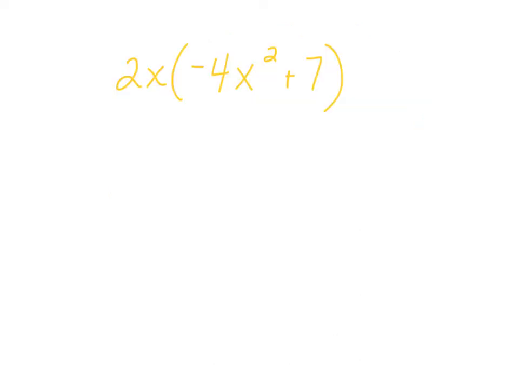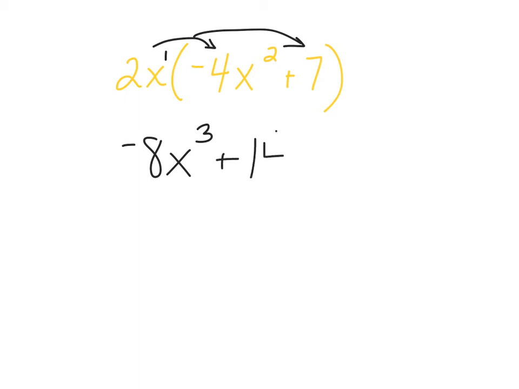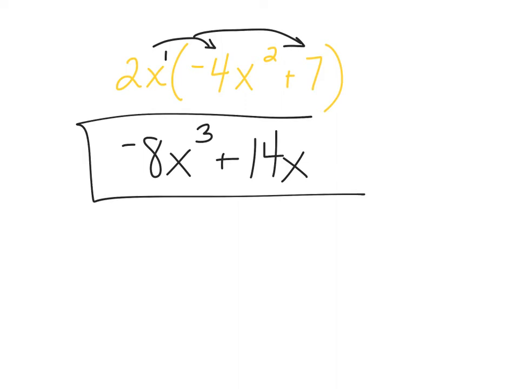In number 4, you are told to simplify. So this time it's held by multiplication. This is 2x times a binomial. So I'm going to distribute. Now, when you multiply, please remember your coefficients do change. Use your exponent rules. So 2 times negative 4 is negative 8. And x to the first times x to the second is x to the third. 2x times 7 would be positive. 2 times 7 is 14, and you keep your x. I have no like terms or parentheses, so I'm finished.